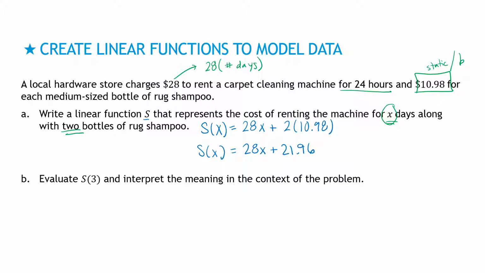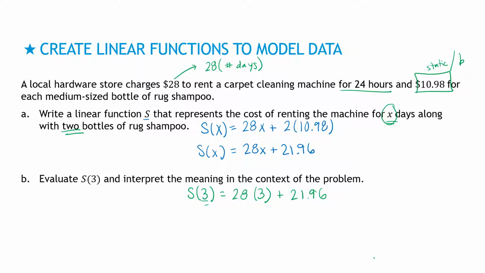Next question says, evaluate S of 3 and interpret the meaning in the context of the problem. So this one tells us to use S of 3, which means, unlike that first question we did together, I'm actually plugging in 3. So this is what I'm going to write. S of 3 equals, and then I'm going to just do that math.